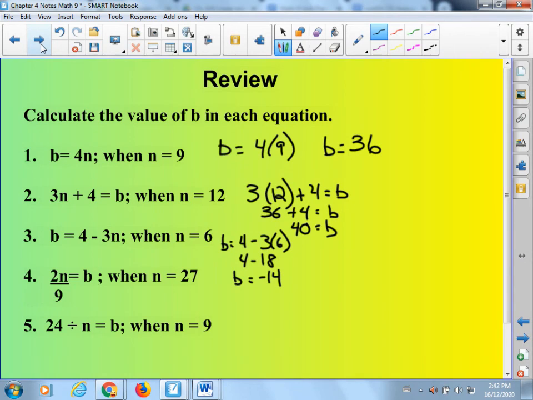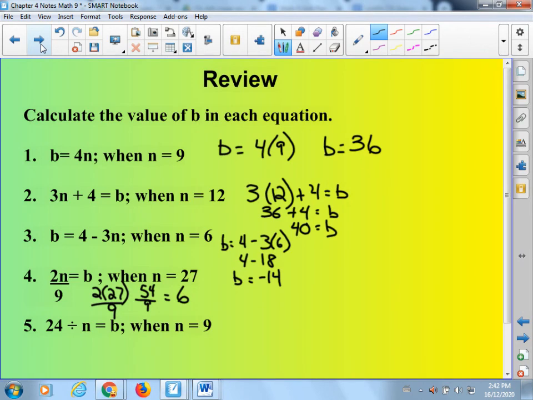Question 4, 2n divided by 9 is equal to b. So when it's written like a fraction, that just means it's a division. So I'm replacing the n with 27. So 2 times 27 is actually equal to 54. And 54 divided by 9 is actually equal to 6.